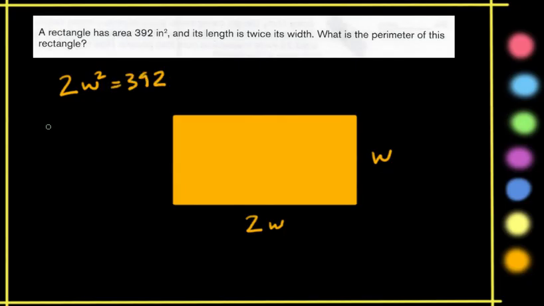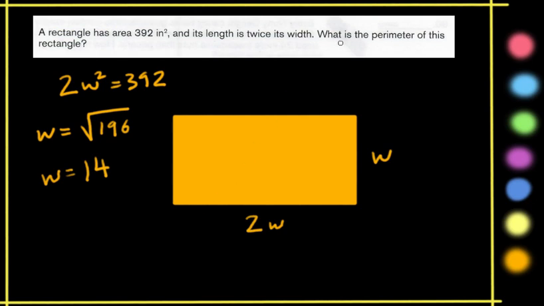And if we divide by 2 and take the square root, we get w on its own. It's going to be equal to the square root of, what's 392 divided by 2? Well, it should be 196. And yeah, so then 196 is a perfect square. So w is just going to be 14, because 14 times 14 is 196.